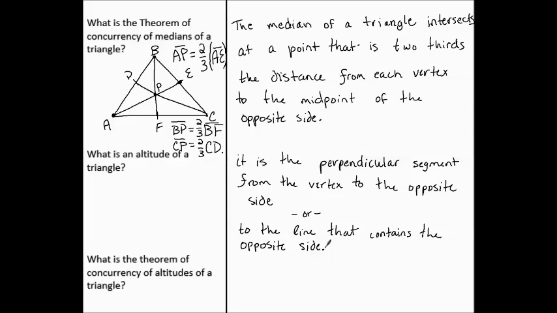To show this definition, we will have two pictures. So from this vertex, the altitude would be a perpendicular or 90-degree line. We would have our altitude. Or in a triangle such as this one, the altitude would be the perpendicular from this vertex to the line that contains the opposite side.